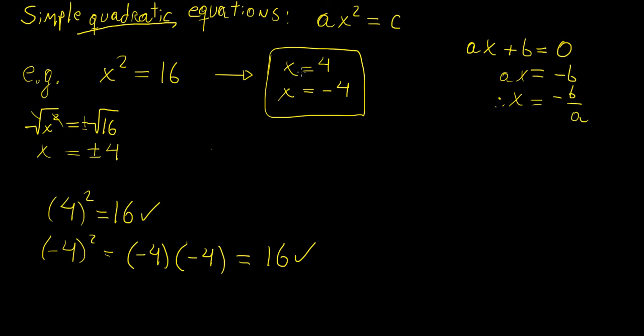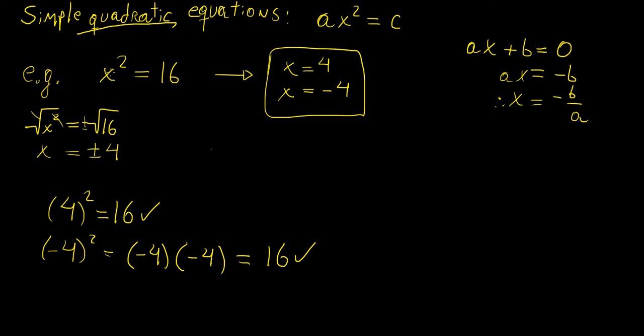So basically what that means is that you can have two solutions. You can have x equals 4 and x equals minus 4. Now that's different from what you would normally get from a linear equation, because as you can see, there are two possible solutions and both of them are correct.